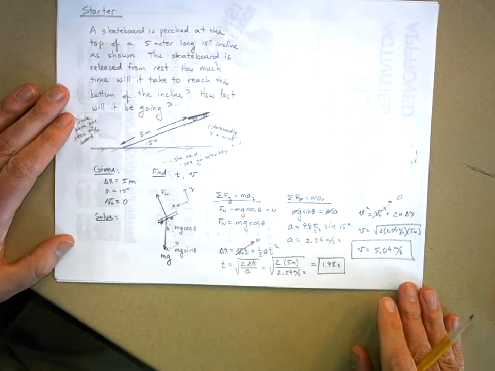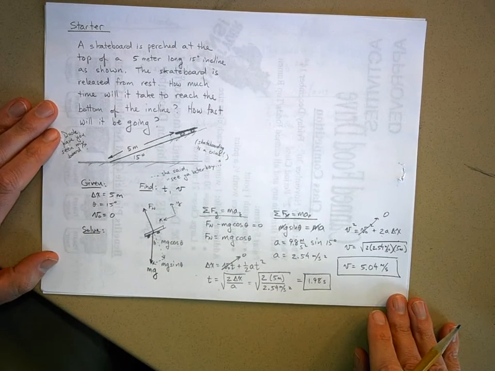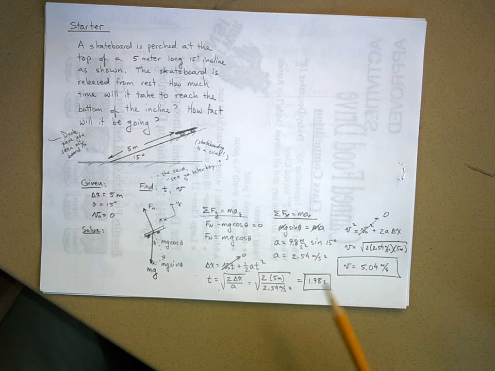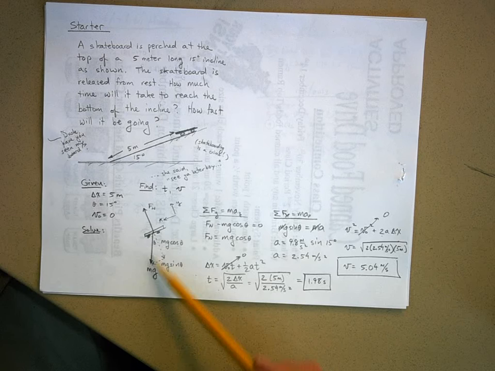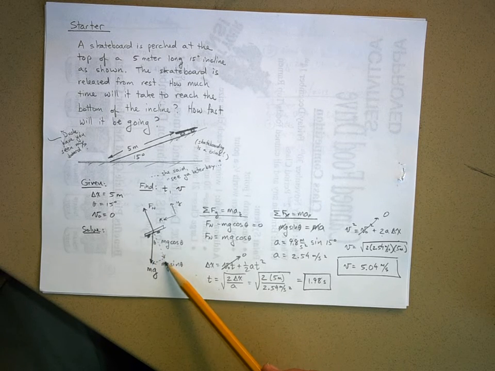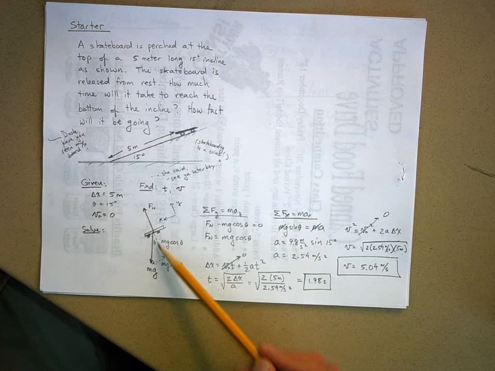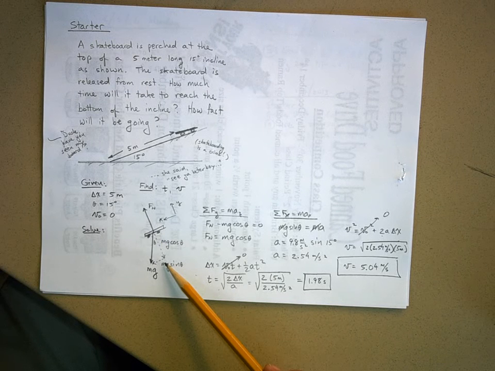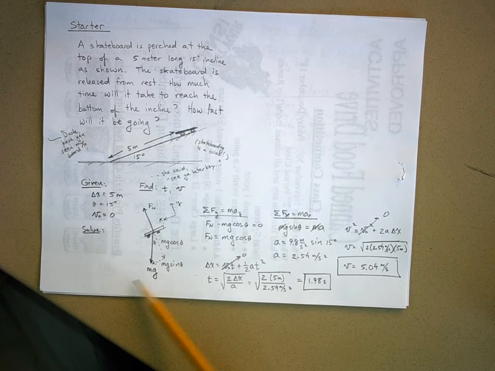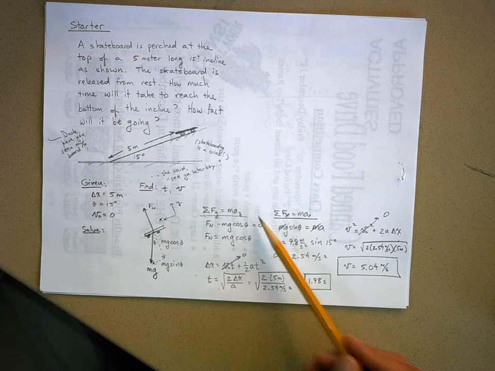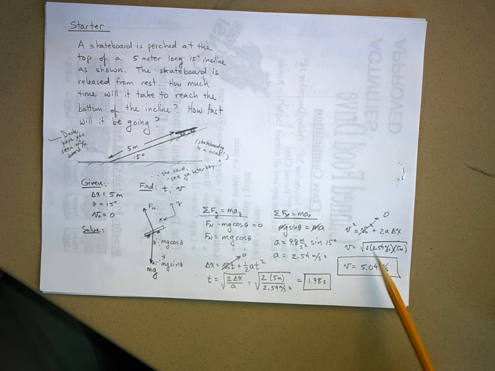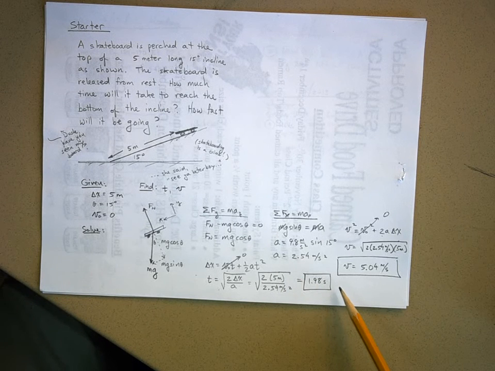So here's the whole problem. And the main thing is just to remember on an inclined plane problem to take the weight and break it up into the component of the weight that's perpendicular to the incline, which we call the y direction, and the component of the weight that's parallel to the incline, which we call the x direction. And from that you can solve for the acceleration and then use the kinematics to solve for the unknowns.